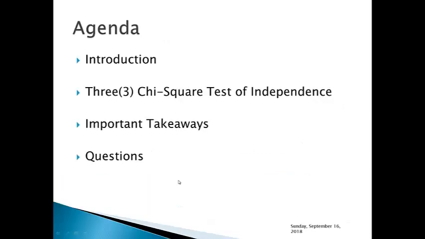For this presentation, my agenda includes introduction, three chi-square tests of independence. There will be important takeaways and questions and comments.